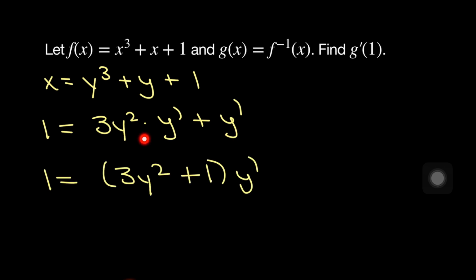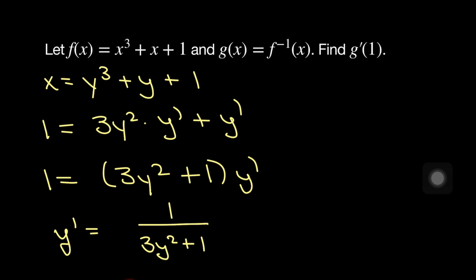I'm going to solve this for y prime by factoring the y prime out. So 1 equals 3y squared plus 1 times y prime. And then I divide both sides by the 3y squared plus 1. So my derivative is 1 divided by 3y squared plus 1. Notice that the original function has a derivative of 3x squared plus 1. So the inverse has a derivative that is the reciprocal.